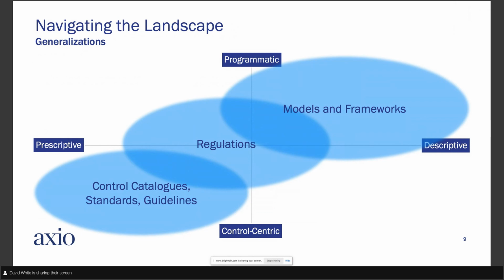And so we see this cloud of what we called on the last page models and frameworks primarily in the upper right quadrant. We see control catalog standards and guidelines, which are primarily in the lower left quadrant. And then, like any generalization, you're going to find exceptions to this.